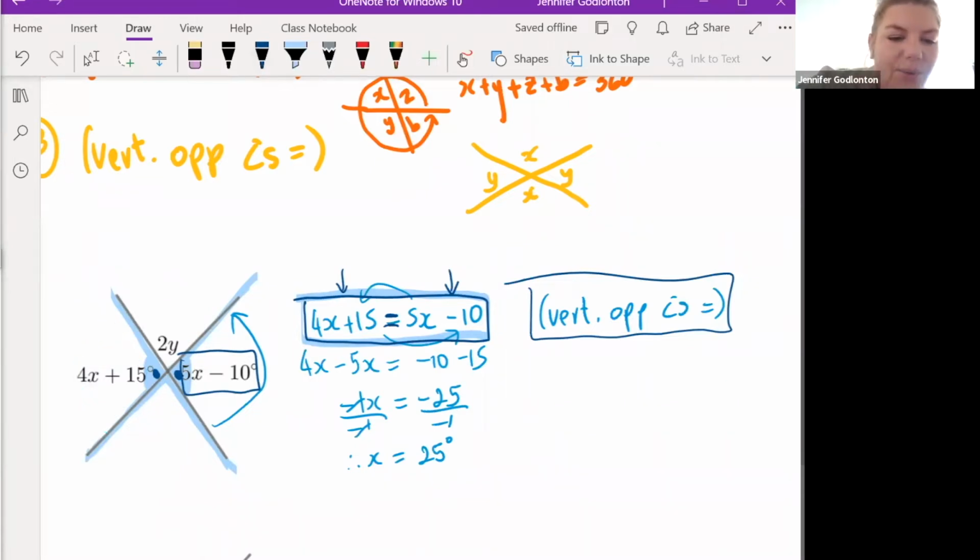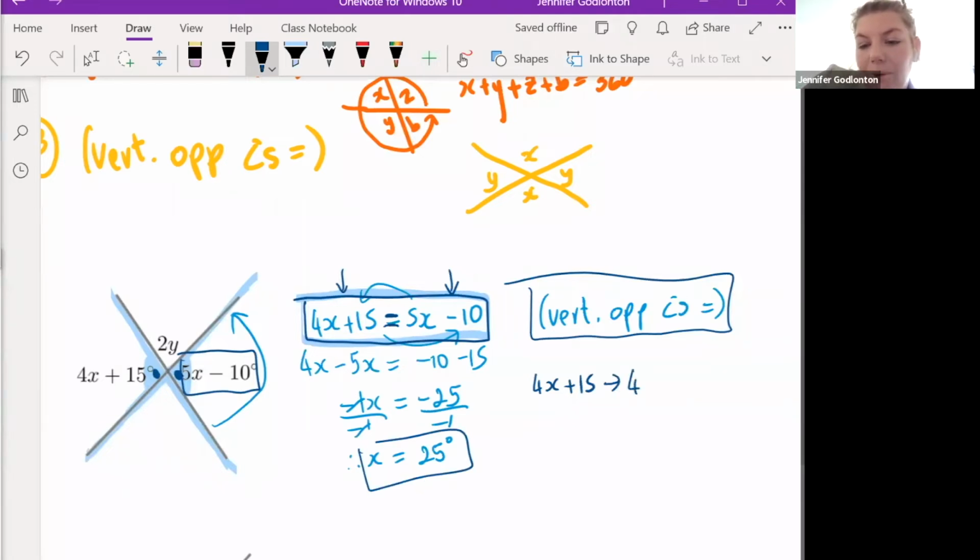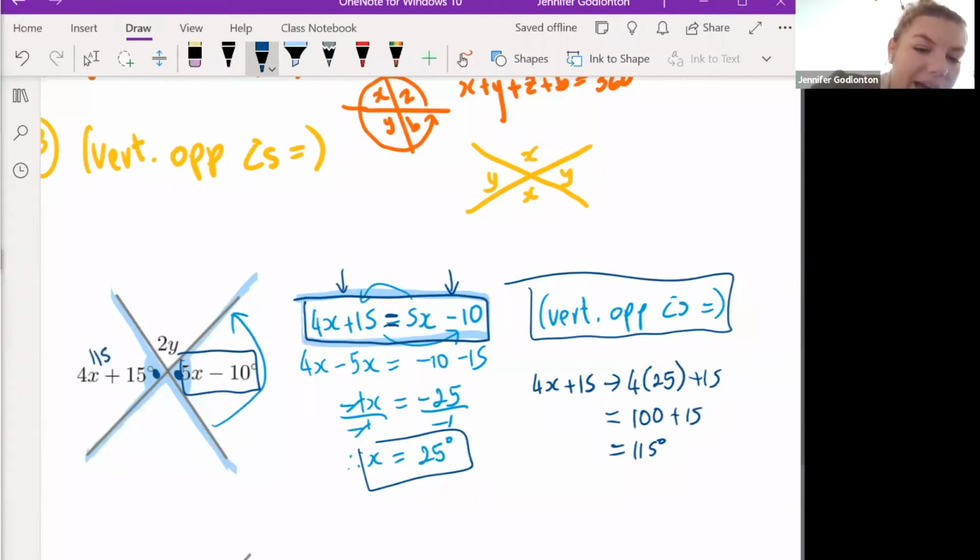So let's just take this 4x plus 15 as an example. I'm just going to write over here because I'm running out of space. We've got that 4x plus 15 over there as an angle, and we need to figure out what that would be if x is 25 degrees. So we're saying 4 times 25 plus 15. 4 times 25 is going to give us 100, plus 15, which means that angle is going to be 115 degrees. So this angle here is 115 degrees.